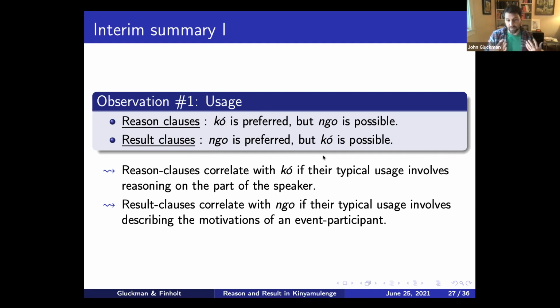Reason clauses tend to correlate with co if typical usage just involves reasoning on the part of the speaker. So when you use a because clause, you're really just talking about things that the speaker can subscribe to in order to reason about. For result clauses, you get the opposite thing because these are often describing the intentions or motivations of an event participant. You're going to prefer Go, because you're talking about what that event participant wants to do. But of course, if you don't want to talk about what an event participant wants to do, then you can use co as well. So this is just a purely pragmatic explanation.